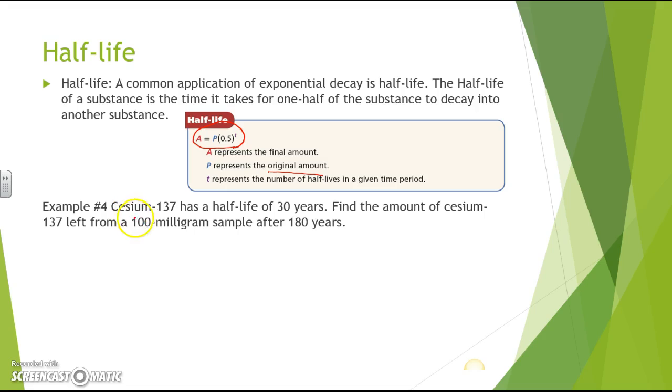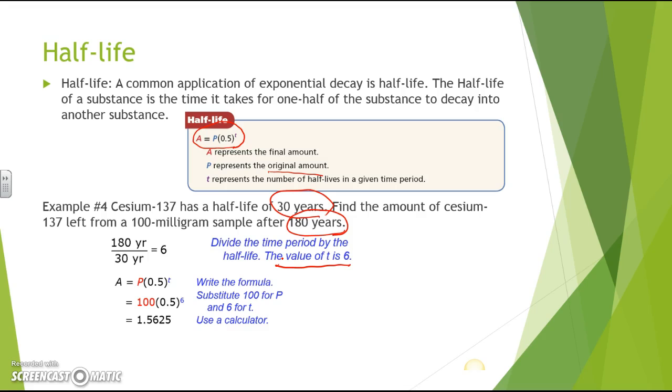So here we have cesium-137 has a half-life of 30 years. Find the amount of cesium-137 left from a 100 milligram sample after 180 years. So we're going to use the formula. So we need to find out how many half-lives this takes. So it's saying half-life of 30 years, in a 100 milligram sample with 180 years, we're going to divide 180 by 30 to get 6. So you take the time period divided by the half-life to get a value. t is 6.